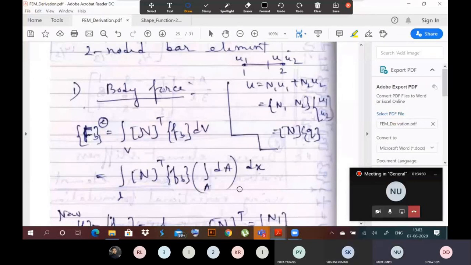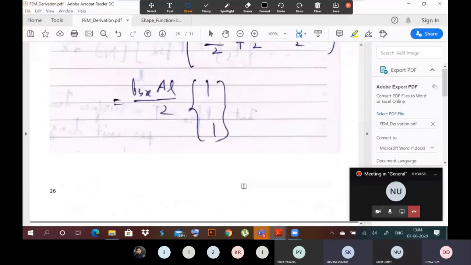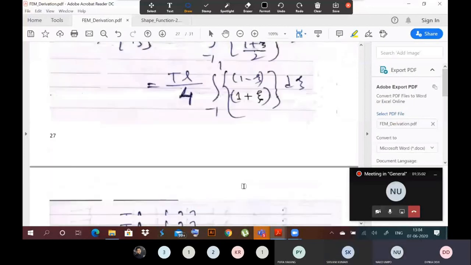So tomorrow I'll do this derivation. I'll complete the derivation of consistent body force and consistent surface load. And then we'll solve some problems. Consistent load vector for the 3-noded bar element, consistent load vector for the beam for surface traction, and then we'll solve problems. So this is the syllabus left. We'll again meet tomorrow at the same time.